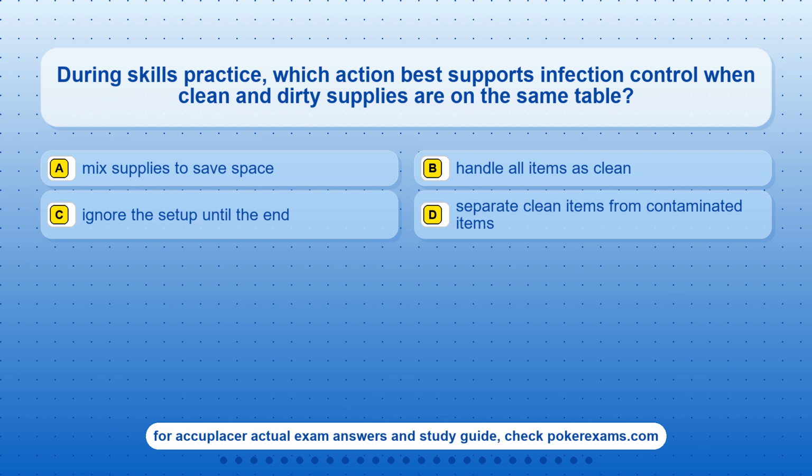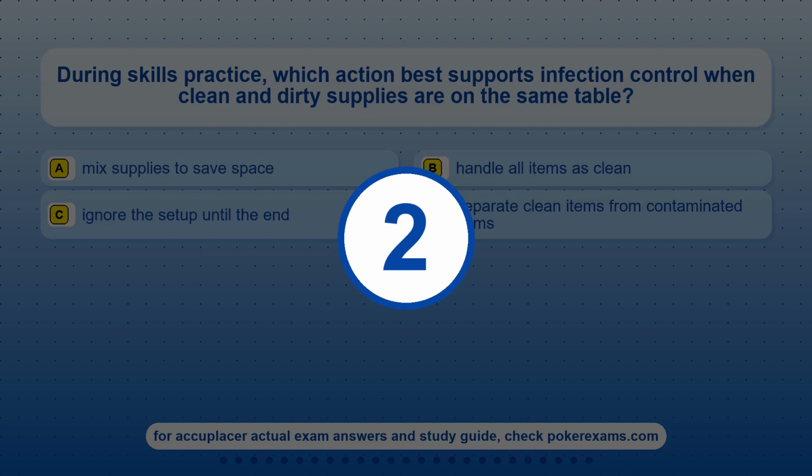Question 14. During skills practice, which action best supports infection control when clean and dirty supplies are on the same table? Option A. Mix supplies to save space. Option B. Handle all items as clean. Option C. Ignore the setup until the end. Option D. Separate clean items from contaminated items.